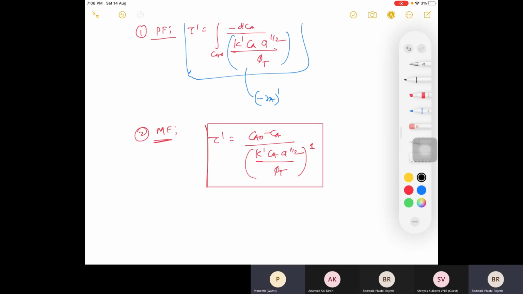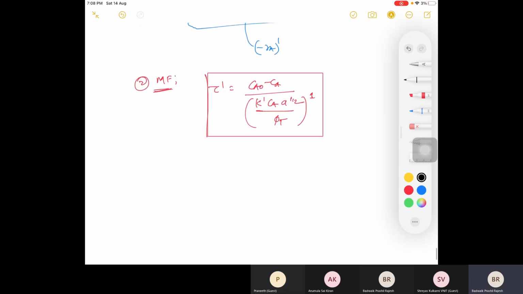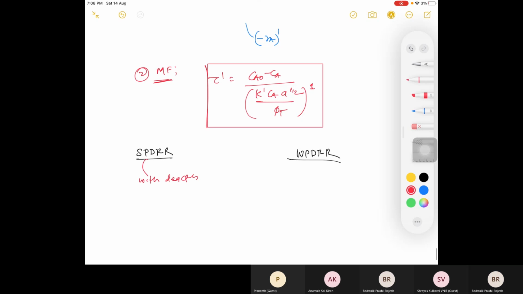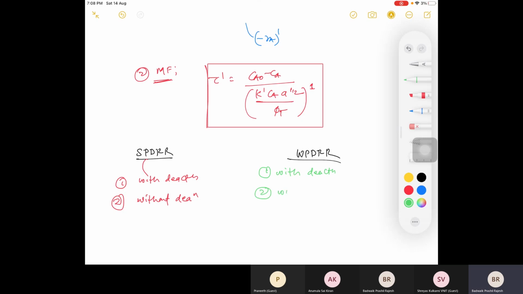Right? Okay, sir, so we are up to here. Now we have 4 conditions, I told you. One is strong pore diffusion resistance regime. Second is weak pore diffusion resistance regime. And here there is with deactivation, and second is without deactivation. Here it is also the same: with deactivation and without deactivation.